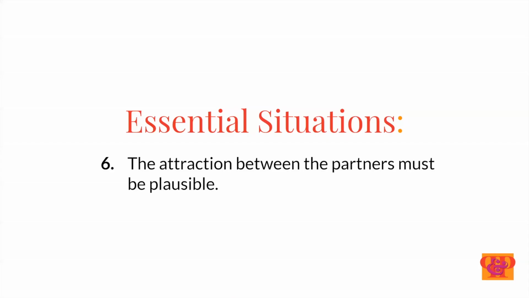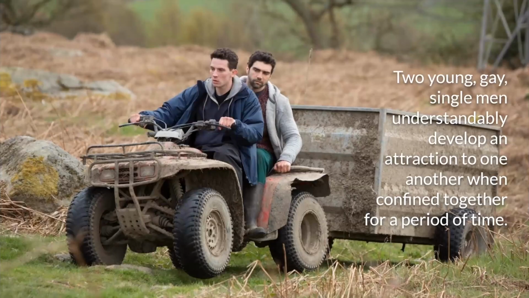Another essential situation for a love story is that the attraction between the main characters must be plausible. But note, that plausibility is defined by the audience empathy toward the characters and not necessarily by social conventions external to the story, like Hollywood style physical attractiveness. In God's Own Country, it's understandable that 2 young gay single men develop an attraction to one another when confined for a period of time.